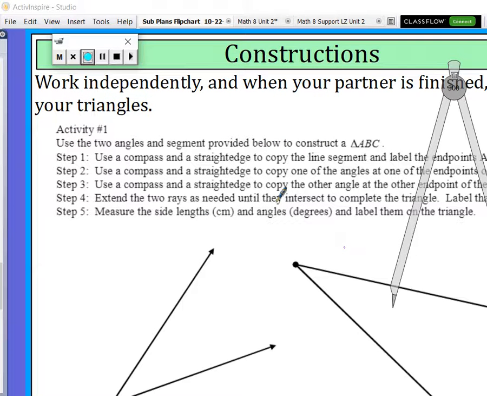Alright, so we're now going to go through and do some constructions for our angle side angle theorem. So go ahead and pause the video here. You're going to try for a couple minutes to use a compass and a straight edge to copy the two angles and the side in the steps that you see in front of you. So go ahead and pause the video and take about 4 minutes to try this on your own.